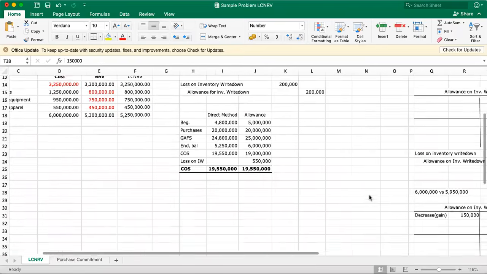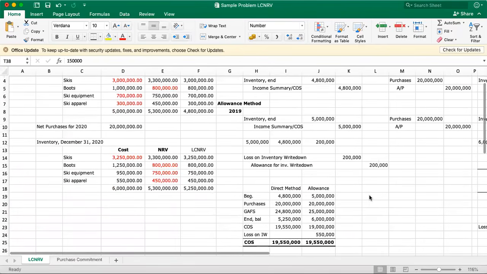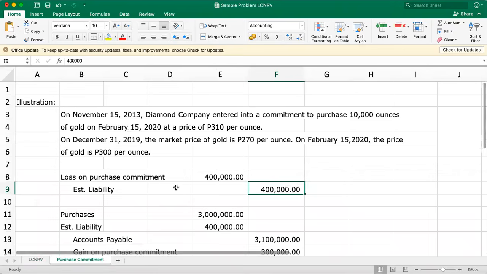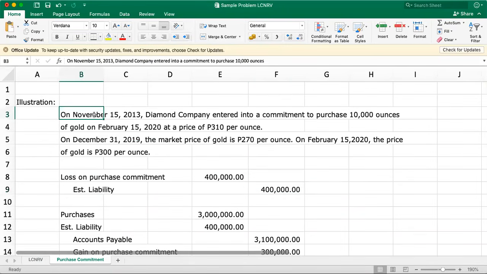Okay, so let's proceed with the purchase commitment. So, that's all for the transactions under LCNRV. How about purchase commitment? This is the example. On November 15, 2019, Diamond Company entered into a commitment to purchase 10,000 ounces of gold on February 15, 2020 at a price of 310 per ounce. So Diamond Company committed to buy 10,000 ounces of gold at a future date at a fixed price of 310 pesos per ounce. Regardless of the price, you will pay 310 pesos.